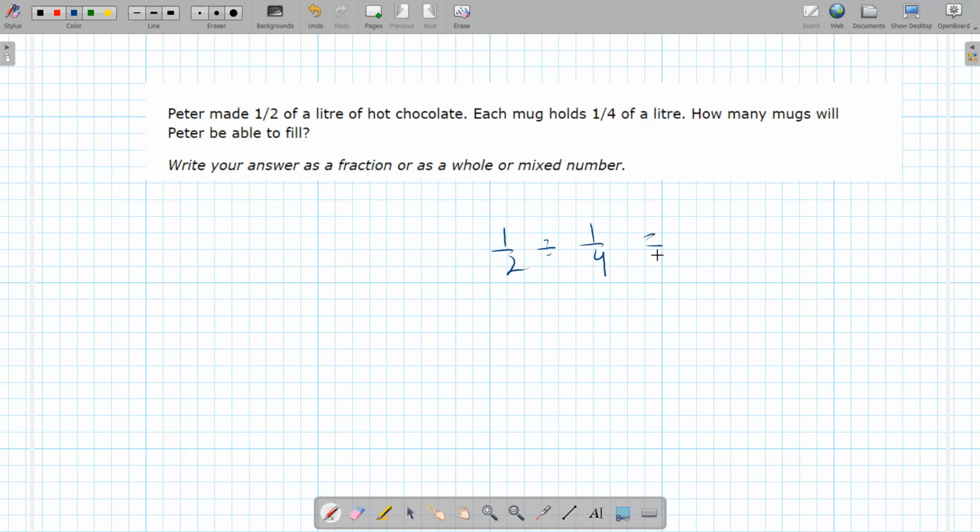Okay. So 1/2 divided by 1/4, that's 1/2 times 4/1, right? 4 times 1 is a 4, 2 times 1 is a 2, so we get 4/2, which is a 2. Okay.